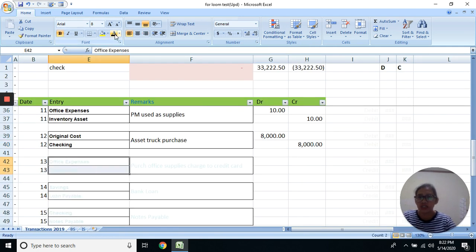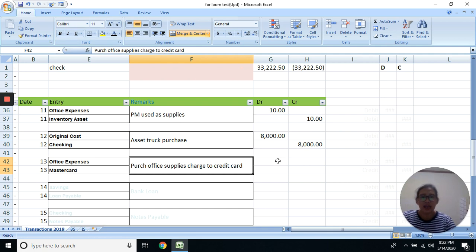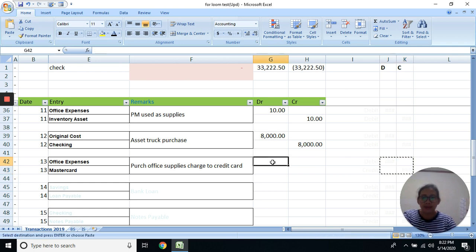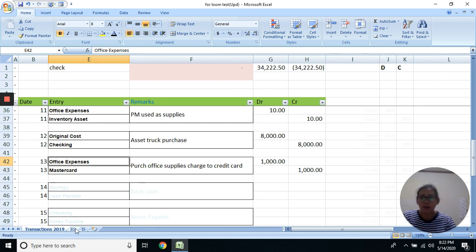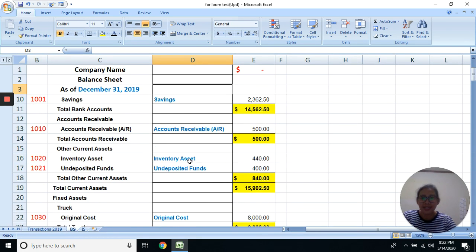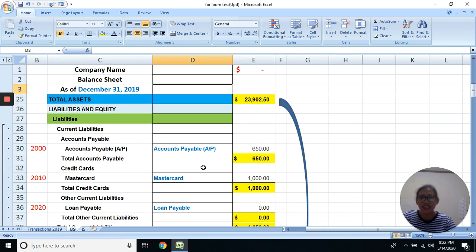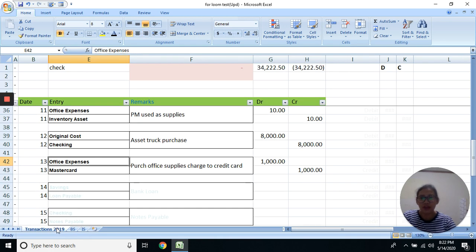Next transaction, we purchase office supplies expense through our credit card worth 1,000. So the office expense increases by 1,000, and our MasterCard liability, credit card liability, increases by 1,000.